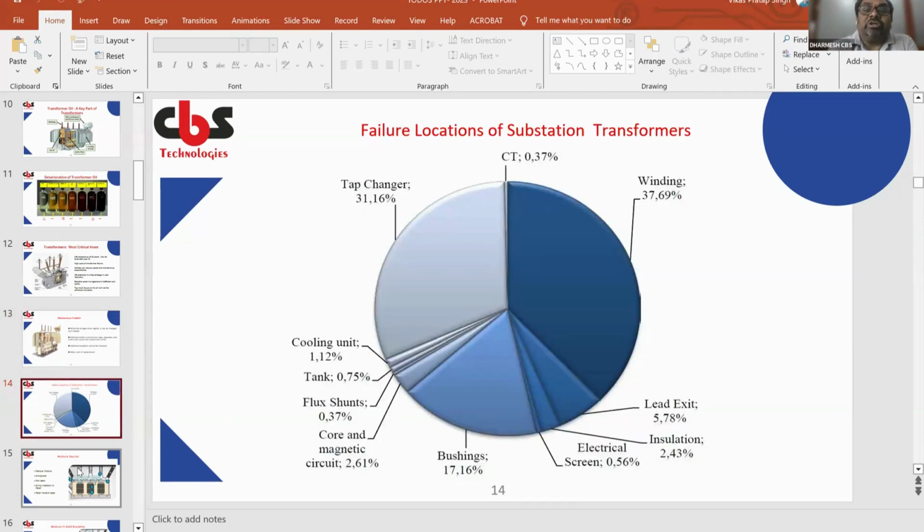This is the failure locations data, one that we have taken from CIGRE. You can see that the major failure is in the winding, about 37.69%, and on CT 0.37, tap changer 31.16%. These are the major failure locations in the different substations. The culprit part is the winding. You can see that we have put it in dark. Next.